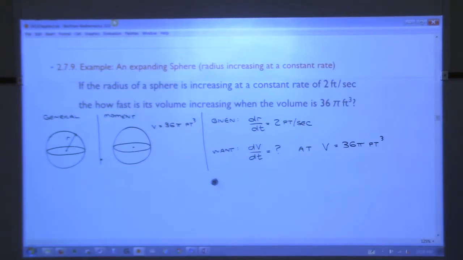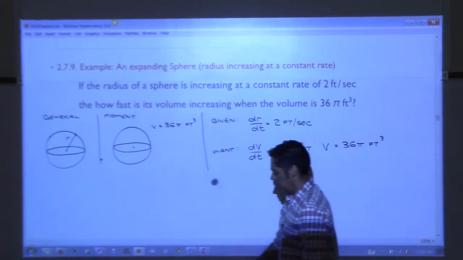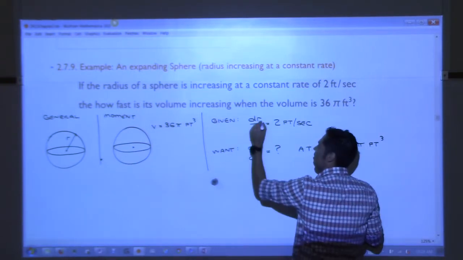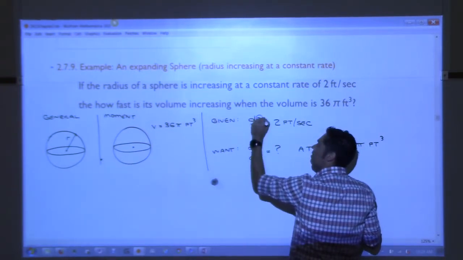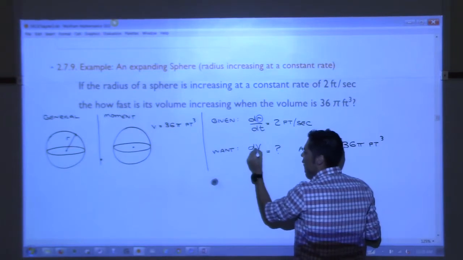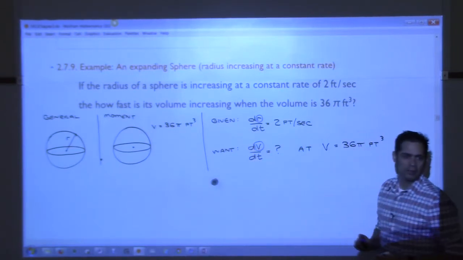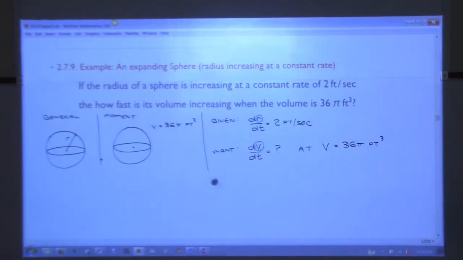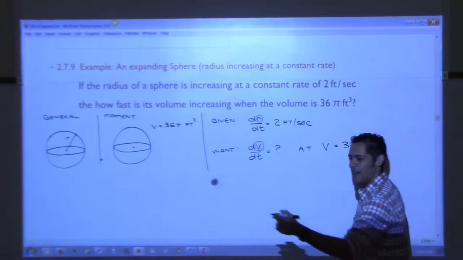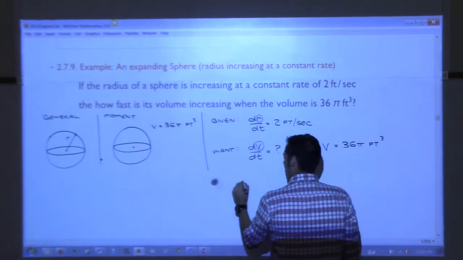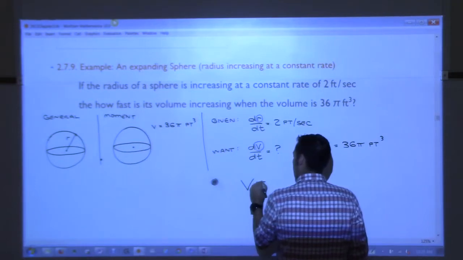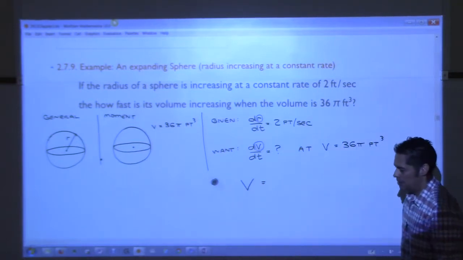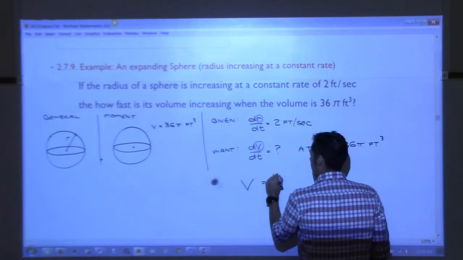All right. What's next? Find an equation that relates the radius of a sphere to the volume of a sphere. And so you go looking through your formulas, and you figure out that there is an equation for that. And it is? You have it. The equation is volume equals 4/3 pi r cubed.